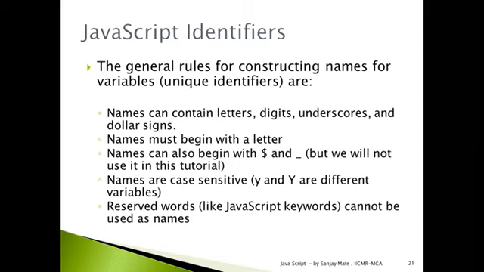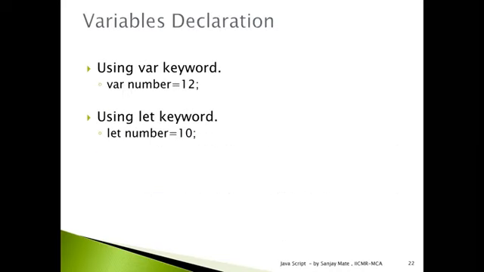Identifiers are nothing but the names you use for your variable, constant, function, array, or class. The name can contain letters, digits, underscores, and the dollar sign. The name must begin with a letter. You cannot start your variable with a number. A name can also begin with a dollar sign, and you can include an underscore in between. Names are case sensitive, which means a small y is different from a capital Y. You cannot use reserved words for variables. So these are certain examples.